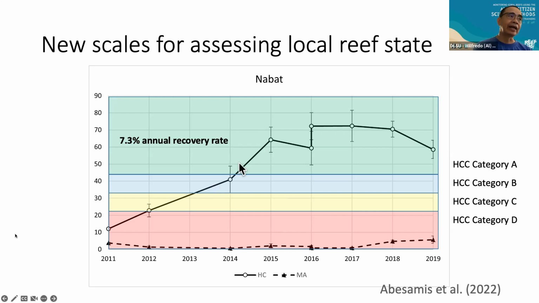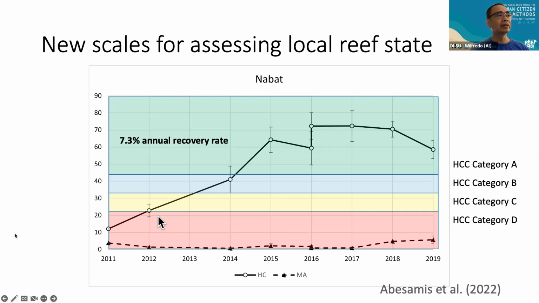And dito nanggaling yung sinabi ko earlier na your coral cover can go from D to C to B to A in as short a period as 4 or 5 years. Okay. That is how fast a reef can recover. And this is not without any restoration efforts. Okay. It's Nabat Reef in Taytay Bay in eastern Palawan.